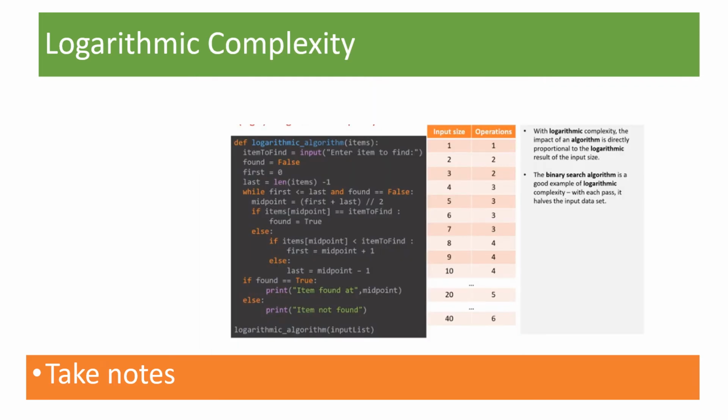So what is a logarithmic complexity? You need to add this to your notes. With logarithmic complexity, the impact of an algorithm is directly proportional to the logarithmic result of the input size. We can think of a binary search as an example of a logarithmic complexity. With each pass, it actually halves the data. And you can see the time complexity in our table doesn't increase significantly as the data doubles. As the data doubles, our time complexity only goes up by 1.